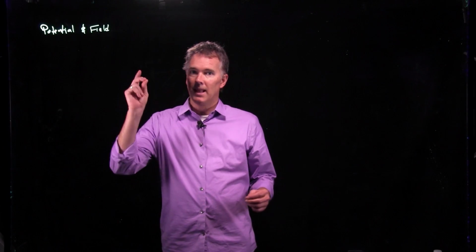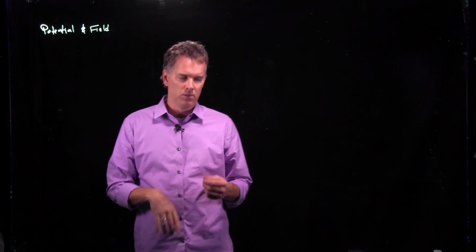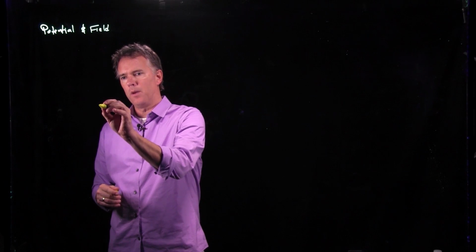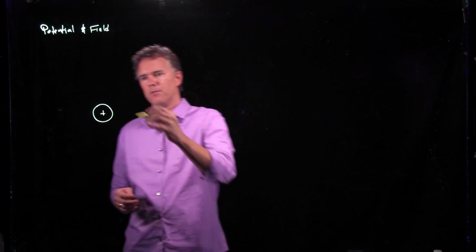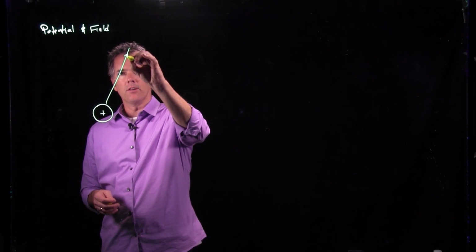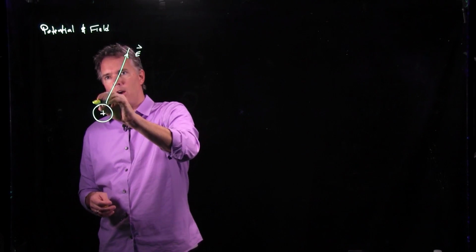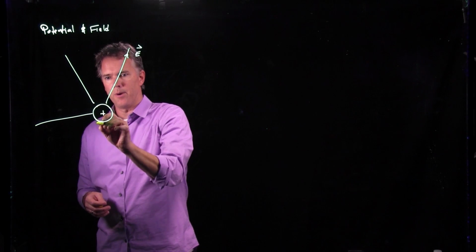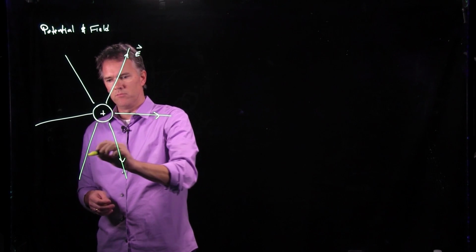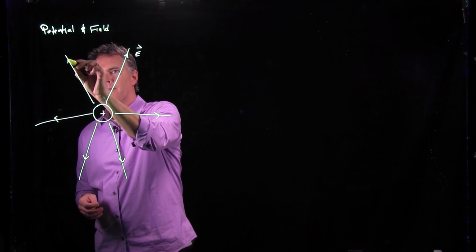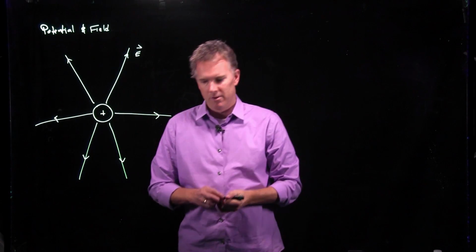Let's talk a little bit about electric potential and electric field and how those two things relate to each other. So let's go back to a very simple picture. Let's say that we have a positive charge and we know that the electric field lines point out from a positive charge. So our electric field lines look like this and they are radially out everywhere. You can draw as many as you like, but let's just draw this many for now. Okay, so there's my electric field.